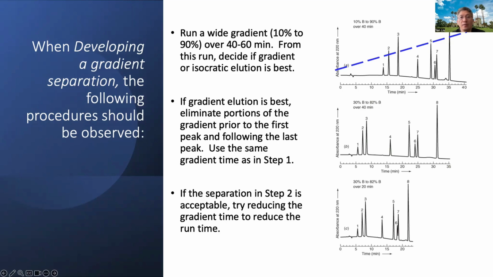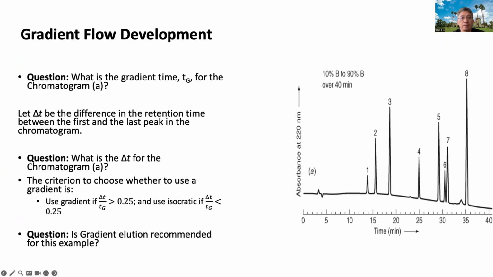If no compromise in separation performance after step 2, then modify the overall gradient so the run can be completed in a shorter period. The bottom chromatogram indicates the separation of 8 compounds was completed slightly over 20 minutes under optimized gradient condition, which shortens the original separation time to about 2/3. On the chromatogram, we'll also find the gradient time, which is the same as the running time. For this example, it is 40 minutes.